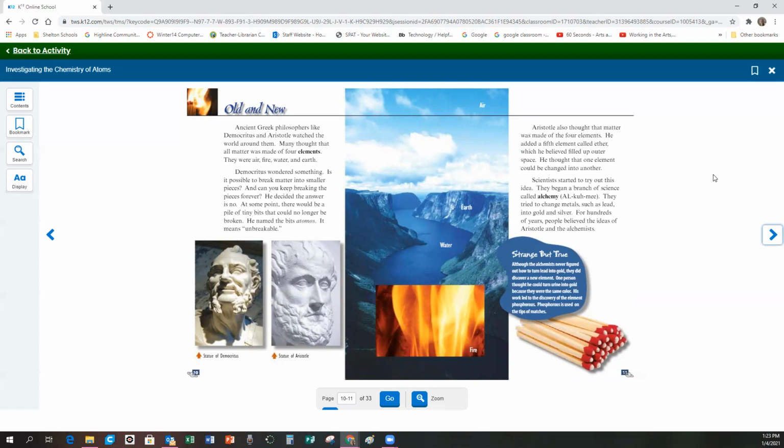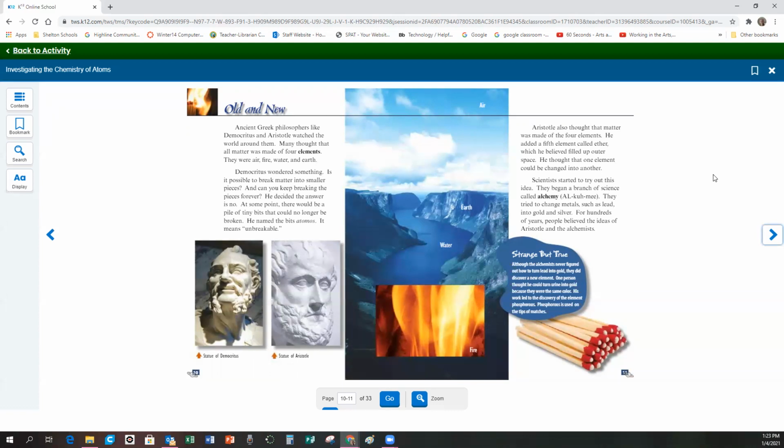Aristotle also thought that matter was made of the 4 elements. He added a 5th element called ether, which he believed filled up outer space. He thought that one element could be changed into another. Scientists started to try out this idea. They began a branch of science called alchemy. They tried to change metals such as lead into gold and silver.